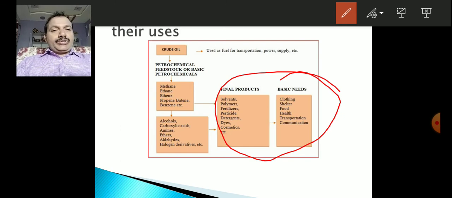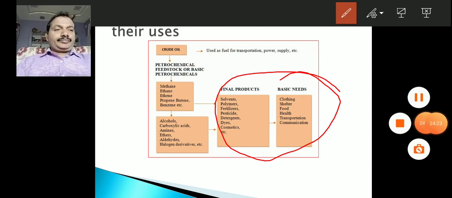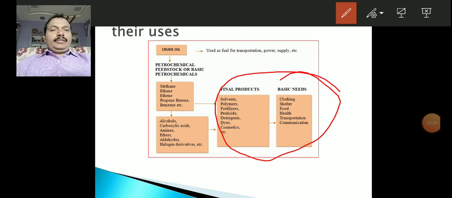So these are the uses of petrochemicals in day-to-day life. Here we have methane, ethane, ethene, propane, butane, benzene, alcohols, and amines. After processing, we have the final products: solvents, polymers, fertilizers, pesticides, detergents, dyes, and cosmetics, which are widely used.